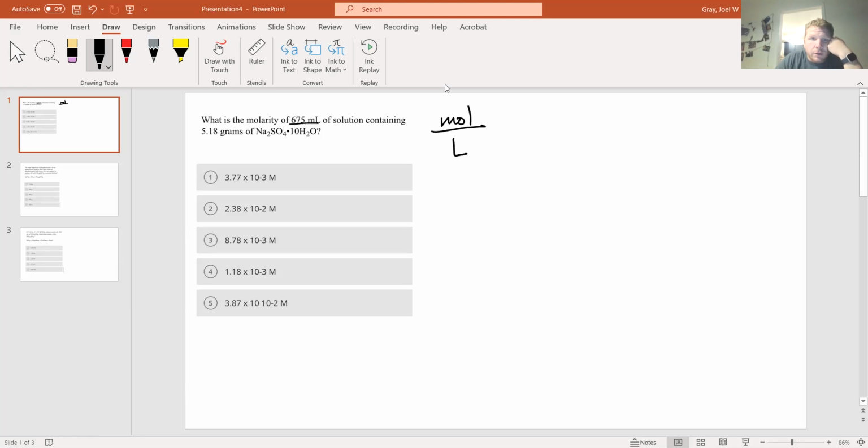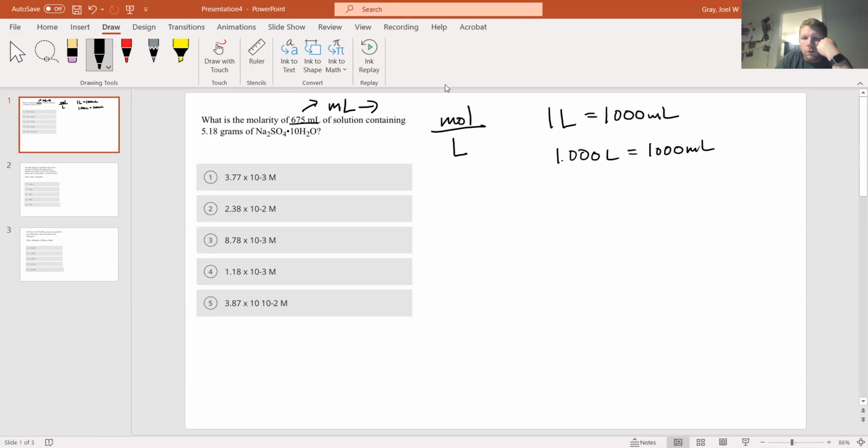by our volume in liters. We're given our volume in milliliters, so we need to convert milliliters to liters. What we can do with that is say that 1 liter equals 1,000 milliliters. Therefore, 1.00 liters equals 1,000 milliliters. Therefore, 900 milliliters equals 0.9 liters.